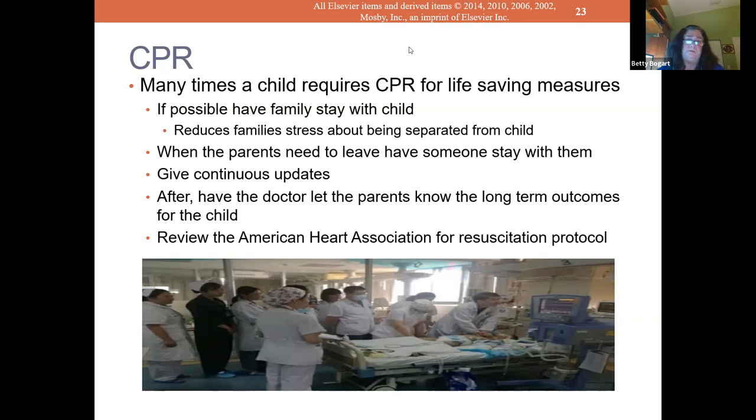Now, we know CPR should be done to protocol. I'm going to give you an example of CPR. You need to review it and what you do for certain situations. What if you walk into a child's room and they're not on monitors, they're in a regular room? You find them on the floor, unconscious, not breathing. What do you do first?